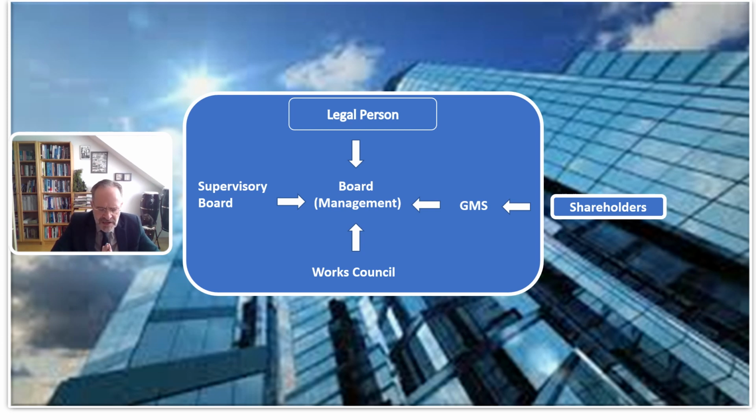They interact with each other, and the question is, of course, how should they interact? And then specifically, how should the board interact, taking into account the fact that there are more stakeholders in the company than just the management itself. In order to do so, we'll run through the various participants in the game, starting with the shareholders, and then we will look at the management, the liability of the management, the supervisory board, and finally the works council.